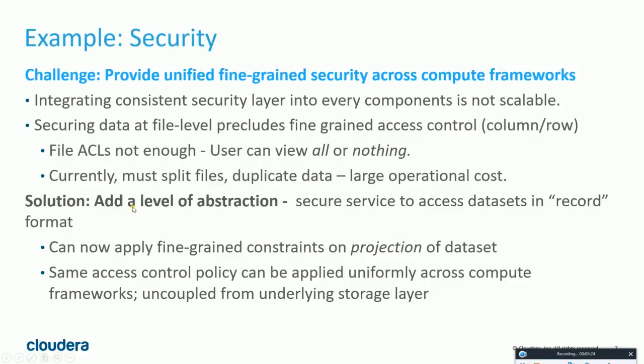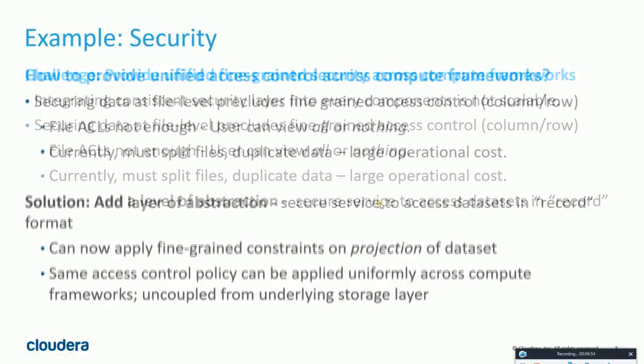So the solution was to add a level of abstraction: a secure service to access datasets in record format. The important part of this is that a dataset, which is a file, becomes a record, which is an abstraction of a file. So here it's a projection of a dataset. That's what the record is. And then the control policy can be applied to the file and the frameworks.